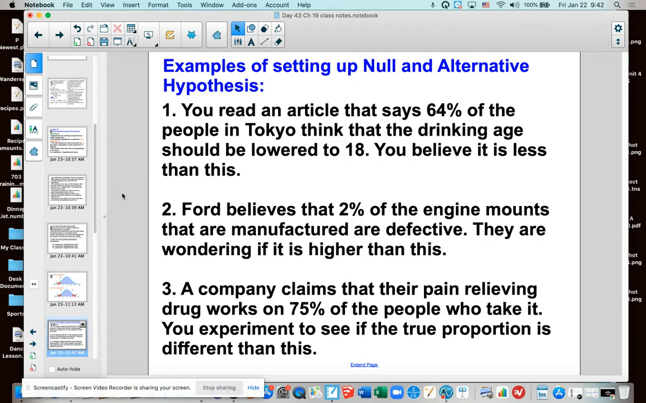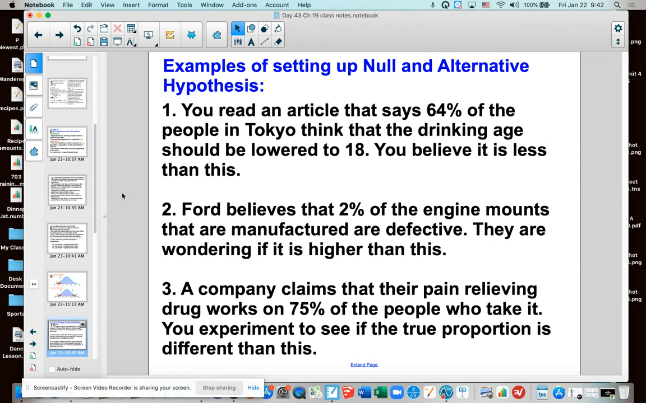All right, so there are examples here of how to set them up. We're going to do these one by one. So number one, you read an article that says 64% of the people in Tokyo think that the drinking age should be lowered to 18. Wouldn't some people really like that, right? It's 20 now, and some people want to lower it to 18.